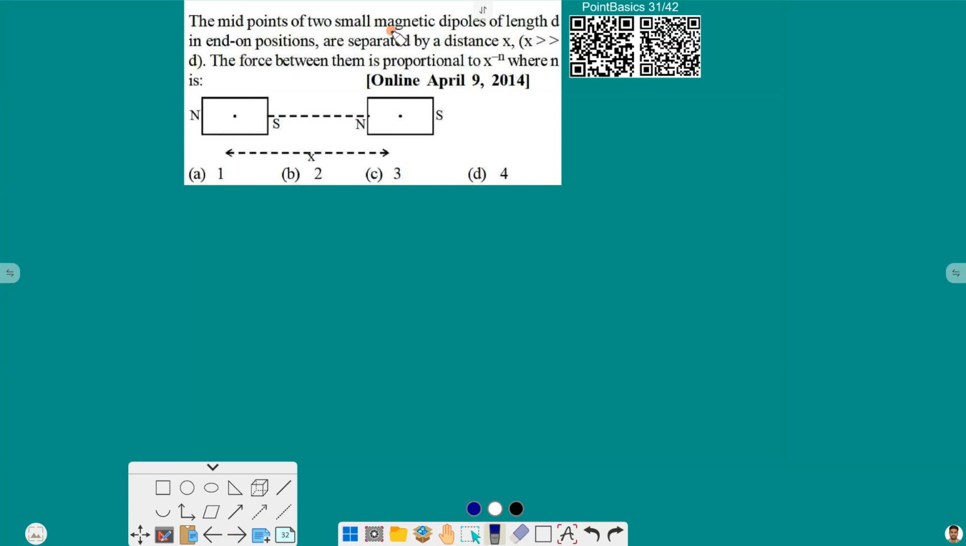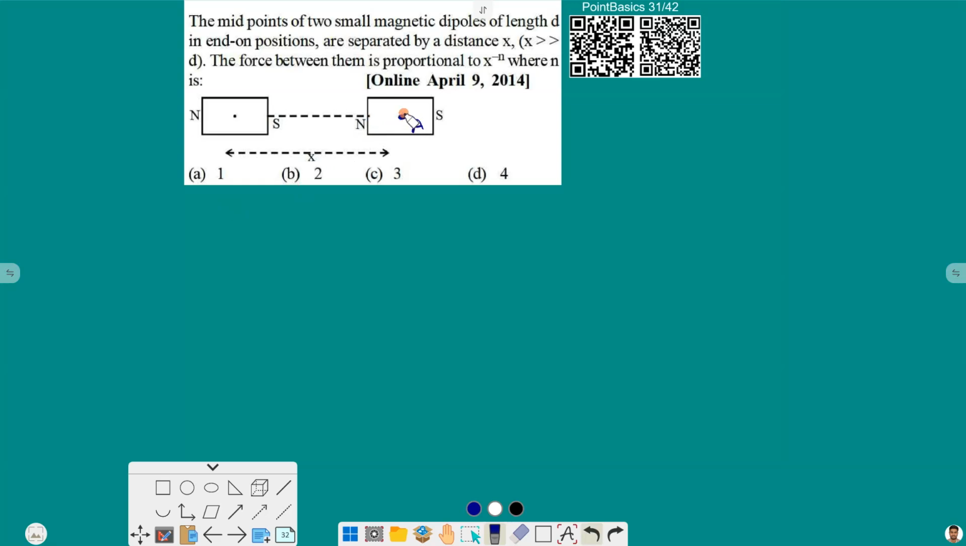The midpoints of two small magnetic dipoles of length d, in end-on positions, are separated by distance x, where x is greater than their dipole length. The force between them is proportional to x raised to power n, where n is, so we have to find the value of n. Now this is acting as a magnetic dipole, and this is also acting as a magnetic dipole. So let's take a point here, A.